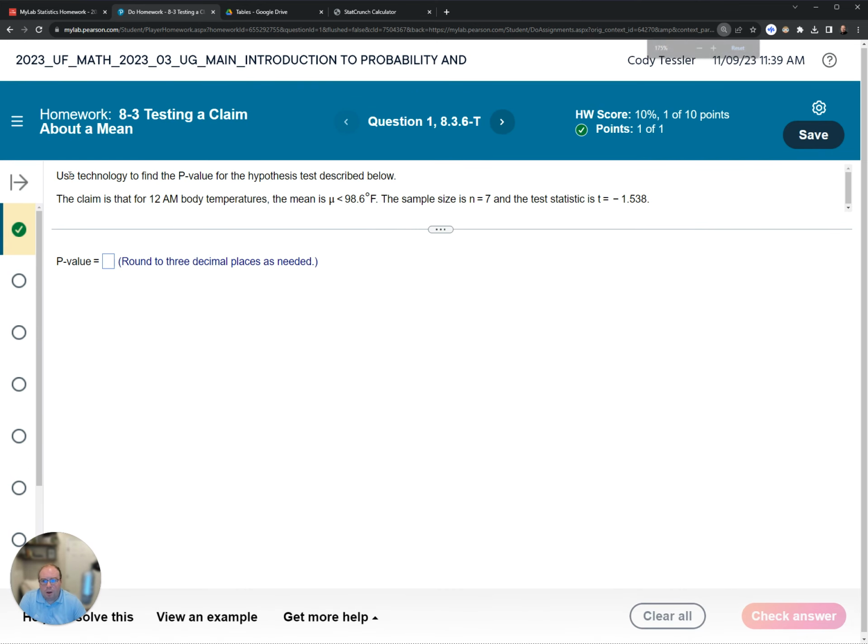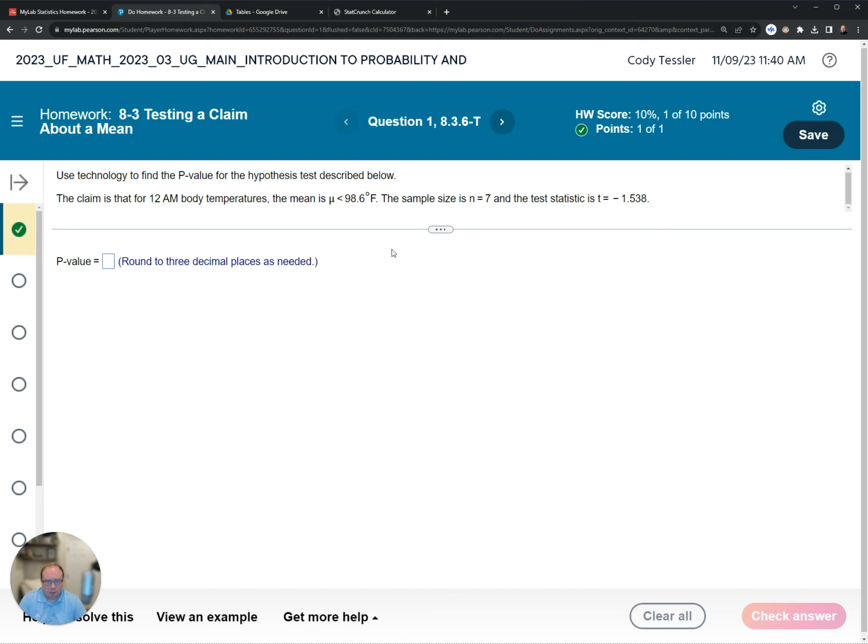Here we are. Use technology to find the p-value for a hypothesis test described below. The claim is that for 12 a.m. body temperatures, the mean is less than 98.6 degrees Fahrenheit. The sample size is 7, so that means the degree of freedom is 1 less than that, it's 6. And we're given a test statistic already of t equal to negative 1.538.